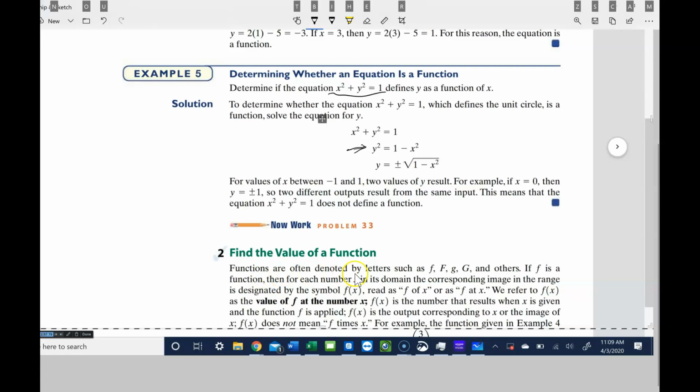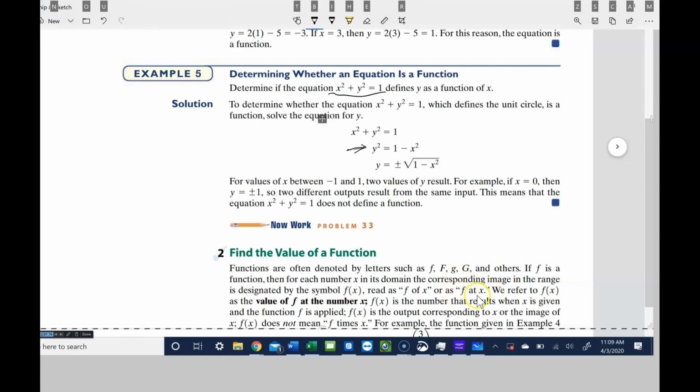All right. Functions are often denoted by letters such as little f, little g, big G, and others. If f is a function, then for each number x in its domain, the corresponding image in the range is designated by the symbol f with the parentheses with the x in it. But you read that as f of x. So whenever you put a number in there, the output is designated as f of that thing. Like f of x, or f of 5, or f of 100.